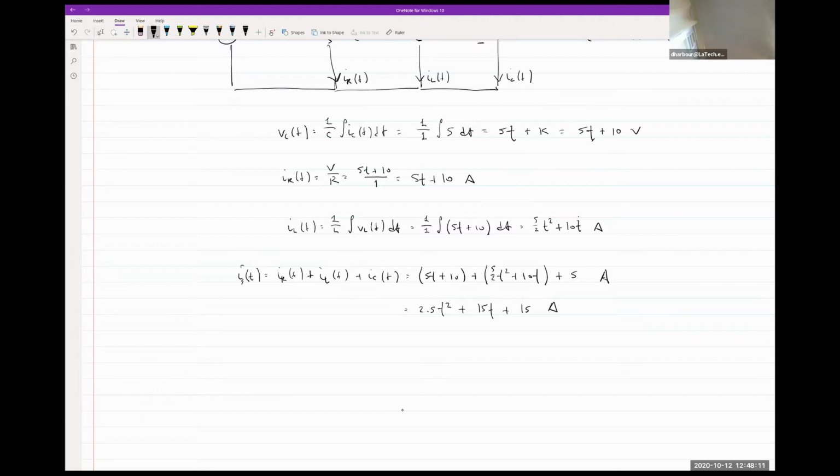So fairly straightforward examples, just to show that series and parallel still work. Ohm's law still works. KCL and KVL still work. Everything we've learned about circuits still holds here as we add these capacitors and inductors into them.